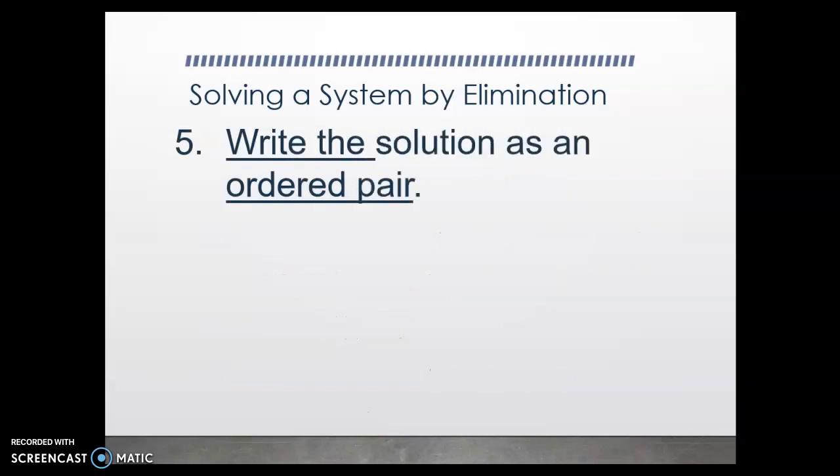Finally, last but not least, we write our solution as an ordered pair. And again, this is written so that we know which one is the x and which one is the y. By writing it as an ordered pair, we have an x and a y, and we know the exact order that they're in.